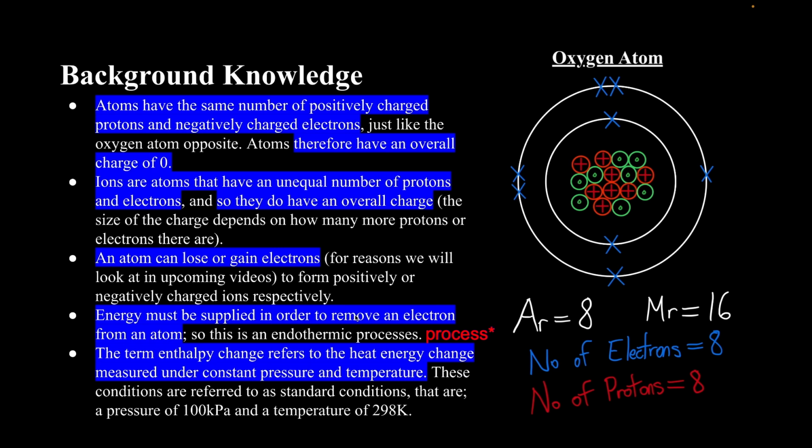An endothermic process or an endothermic reaction is a chemical reaction or a chemical process that takes in more energy than it releases. This is related to the energetics topic and is something we will look at in more detail in upcoming videos. The term enthalpy change refers to the heat energy change measured under constant pressure and temperature. And these conditions are referred to as standard conditions that are a pressure of 100 kilopascals. 100 kilopascals is the atmospheric pressure at sea level, and a temperature of 298 Kelvin, which is room temperature. 298 Kelvin is equal to 25 degrees Celsius.